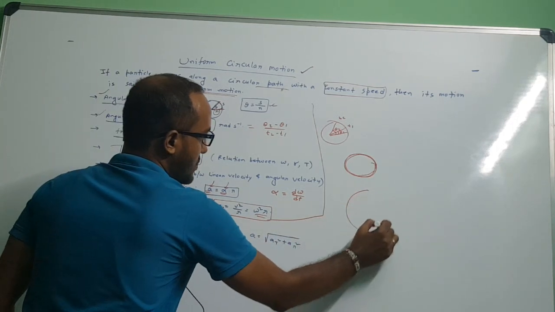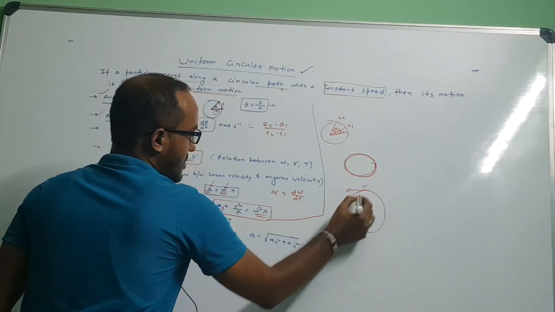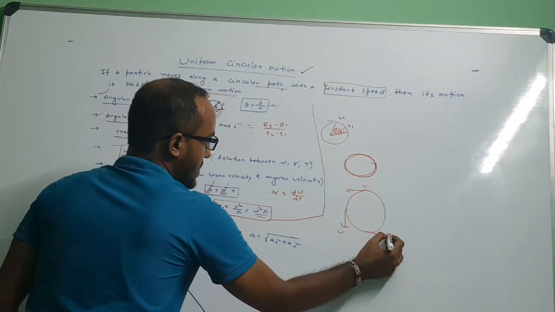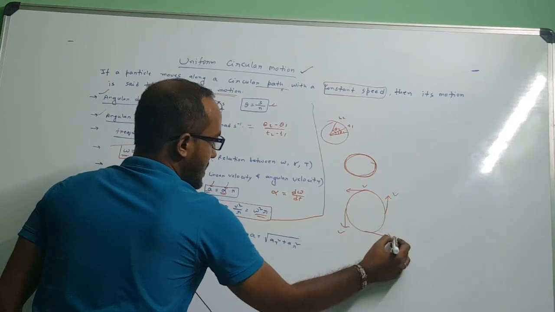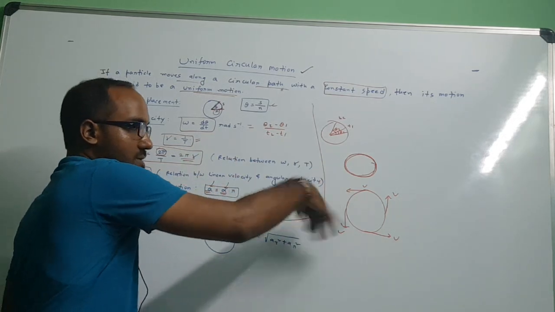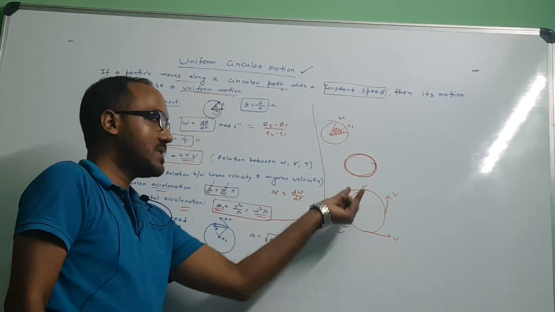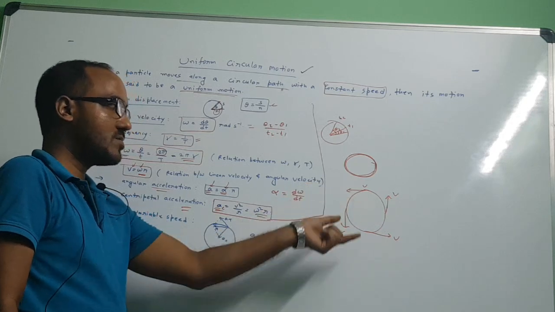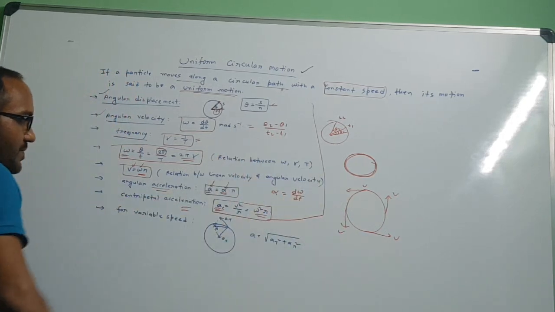Speed is constant throughout the motion, throughout the circular motion. Velocity is changing because of the direction, but the magnitude of speed is the same at all points.